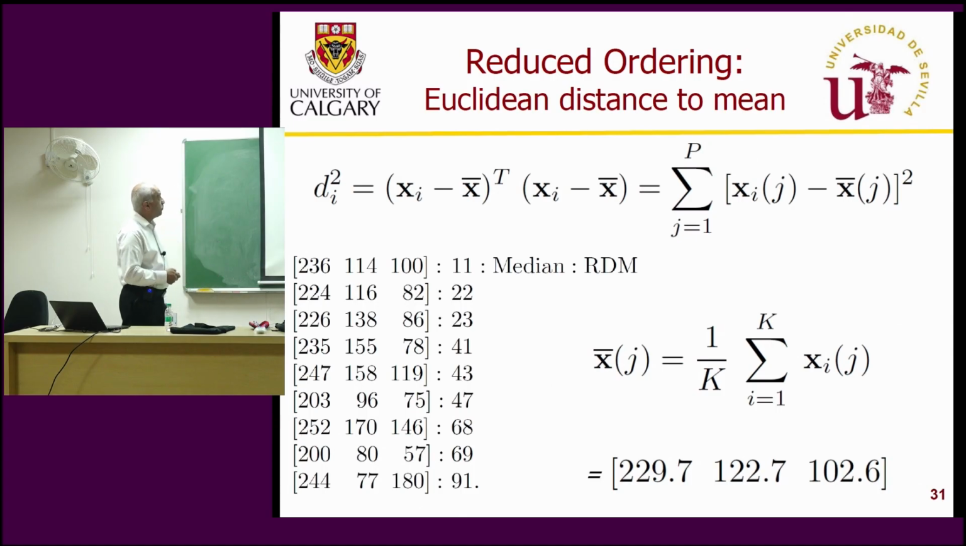Reduced ordering says, compute some measure rather than the actual pixel values. Use something as a reference and compare each of these pixels in that neighborhood with that reference. Compute a distance. The simplest is Euclidean distance to the mean. X bar is the mean of those 9 pixels. Take xi minus x bar, transpose, xi minus x bar, or the component-wise difference squared and added over all the components. And these are the distances. Now you rank order by distance to the mean. This quantity is a scalar, so rank ordering is not a problem.